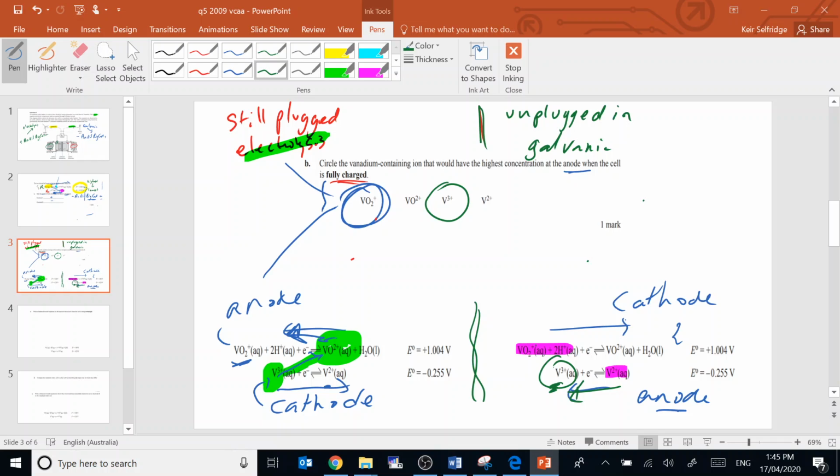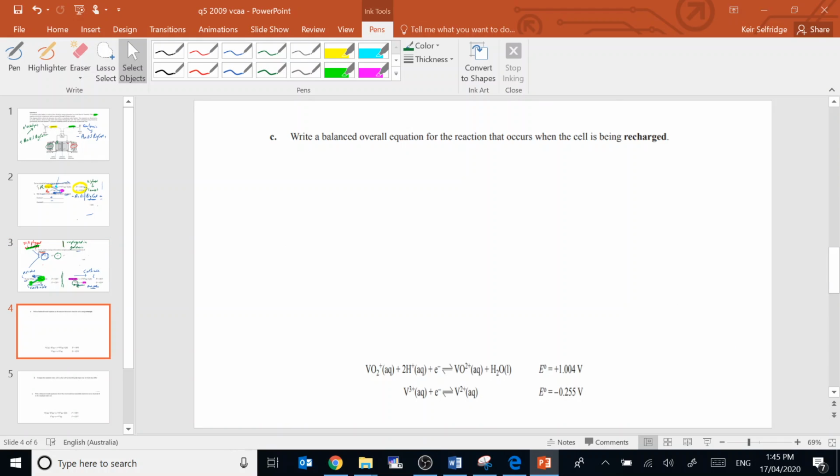Okay, let's move on to the next one. Write a balanced overall equation for the reaction that occurs when it's being recharged. So recharged, it's electrolysis. It's uphill. So the idea is we are going to have this thing going that way. It's going to react with this thing, which is going to go that way. So I'm first of all just going to write them round in the right order. So the V3 one's in the right order, so I might just start with that.